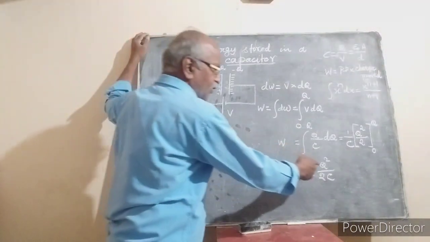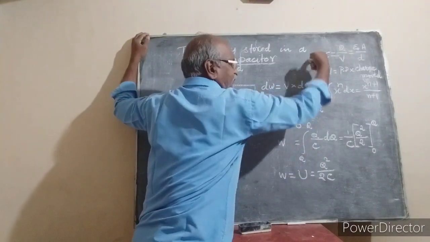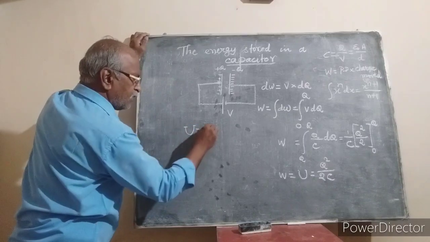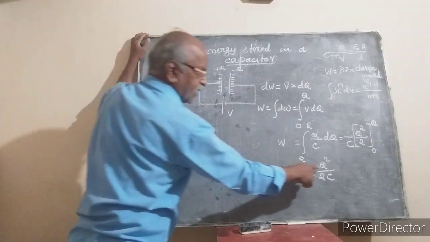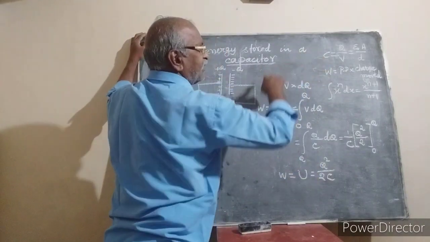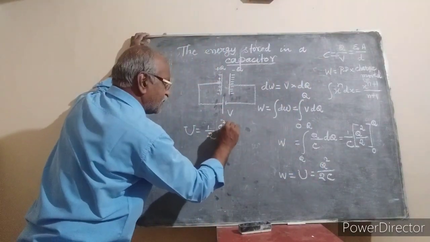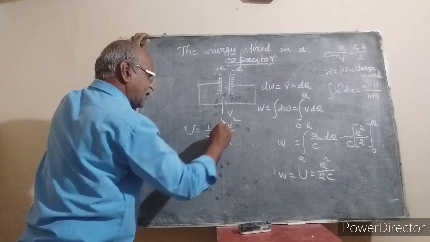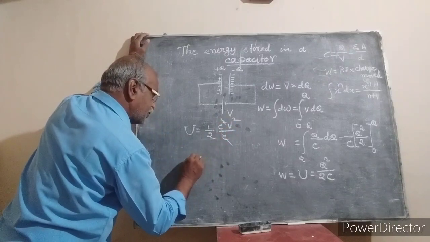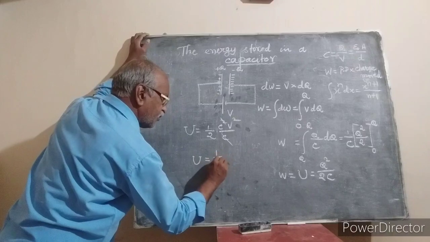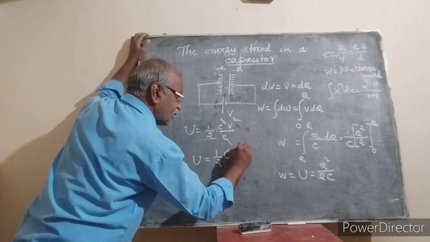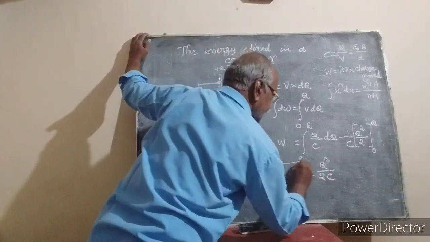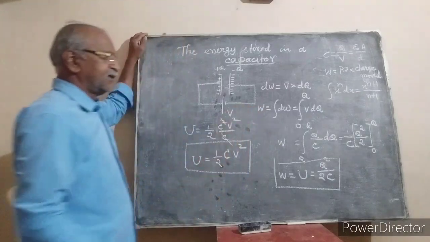Once again, substitute the value of Q equal to CV from here. Energy stored also becomes equal to 1 by 2 into Q square. Q equal to CV from here. So squaring, C square V square by, you have 1C. Cancelling 1C, the energy stored may also be written as 1 by 2 C V square. There are two equations for the energy stored.